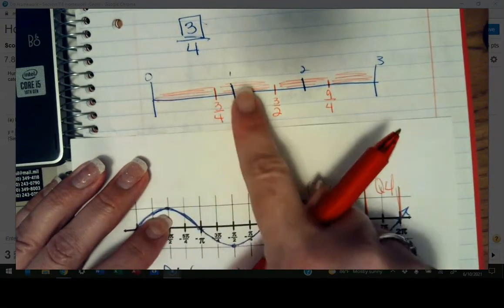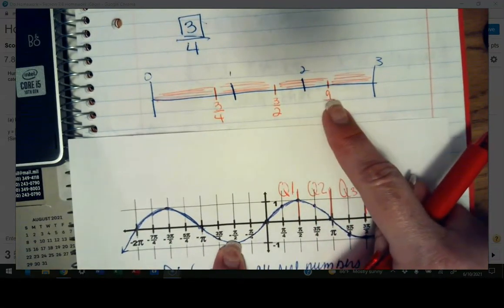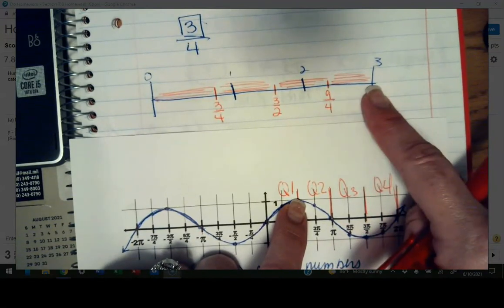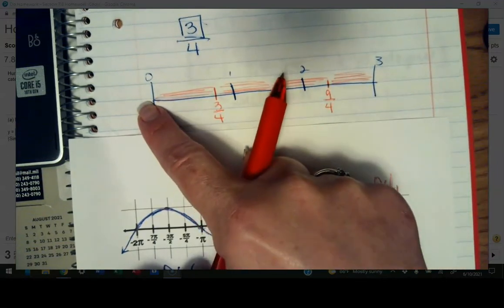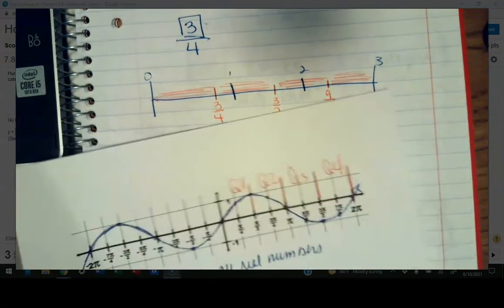Okay, 3/2 of the way through, I should have a valley. And at 9/4 of the way through, I should have a peak. And at a full period, I should hit 0. Okay, so I should have 0, peak, and then valley, and then keep going.